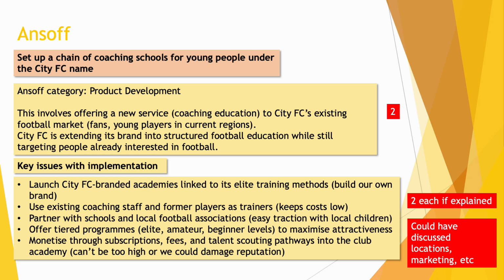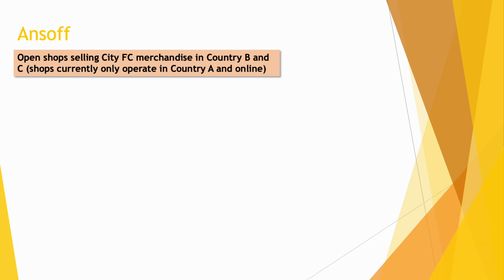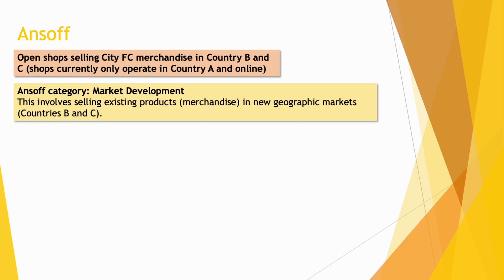Next up, we could open shops selling City FC merchandise in countries B and C. So currently we only operate in country A and online. Now, I think this was a more clear categorization under Ansoff. It's the existing product, so it's our merchandise, but we're selling it in new geographic markets. So we're targeting countries B and C. So a couple of marks available for that.